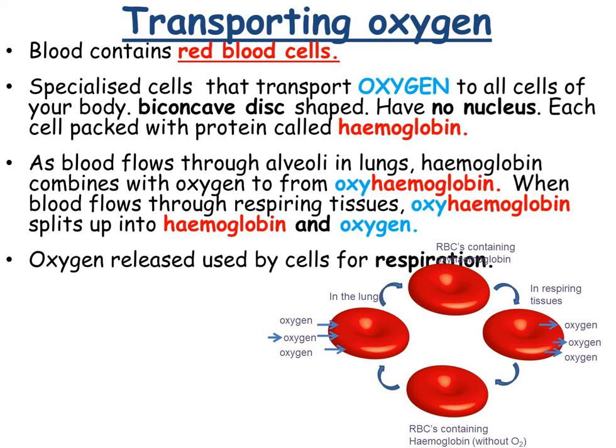So as the blood flows through the alveoli in the lungs, the hemoglobin combines with oxygen to form oxyhemoglobin, and then when the blood gets to the respiring tissues, the oxyhemoglobin splits up into separate hemoglobin and oxygen, and the oxygen is then given to the tissues for the cells to use during respiration. That's the components of the blood.